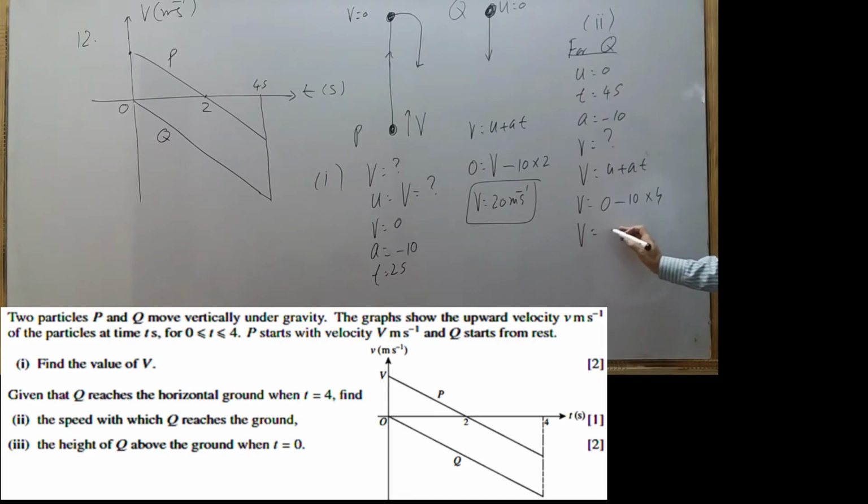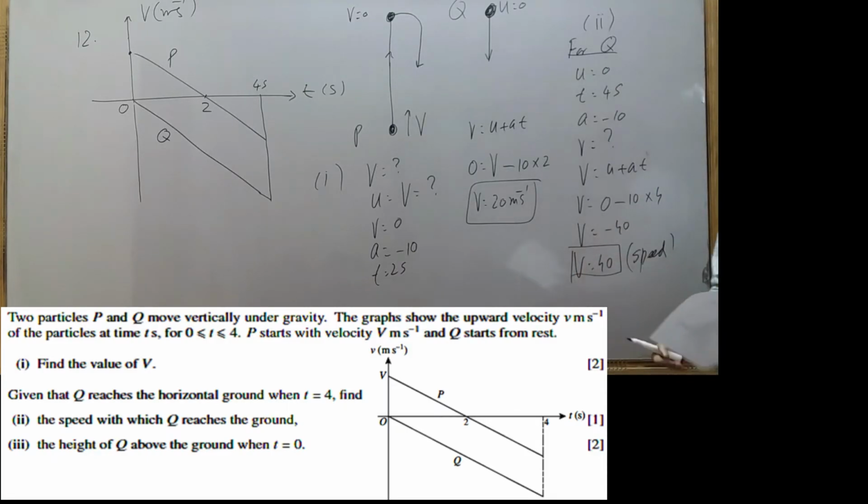So the value of v is minus 40. Now why are we getting minus? Because the downward direction is taken as negative, from the graph I have told you. So your answer will not be this in the right because you need speed. No, this is a velocity, not speed. So this is the answer to this part.